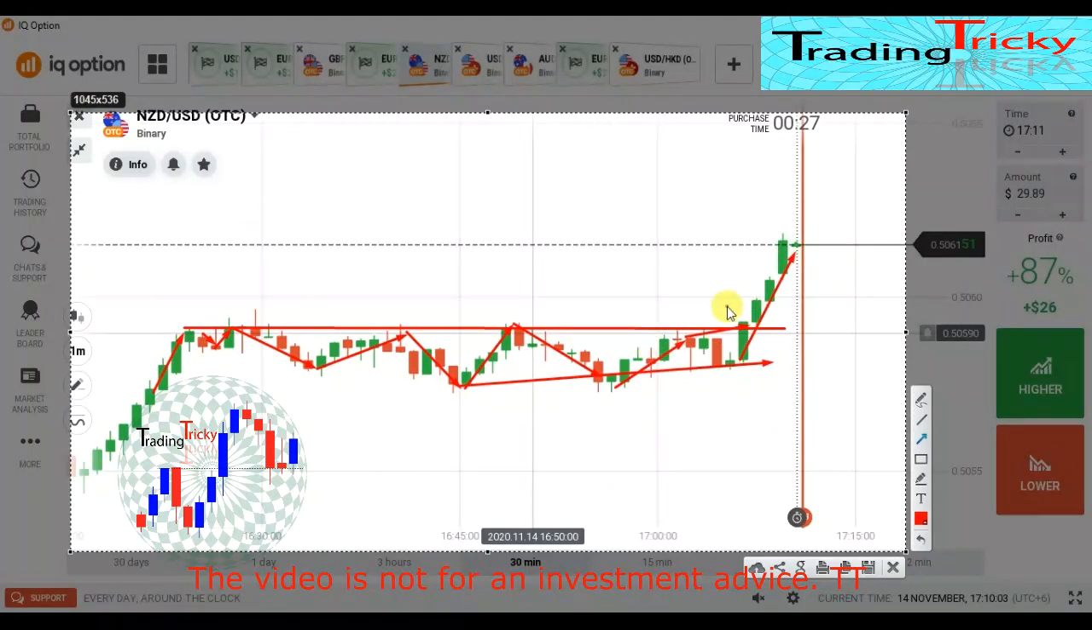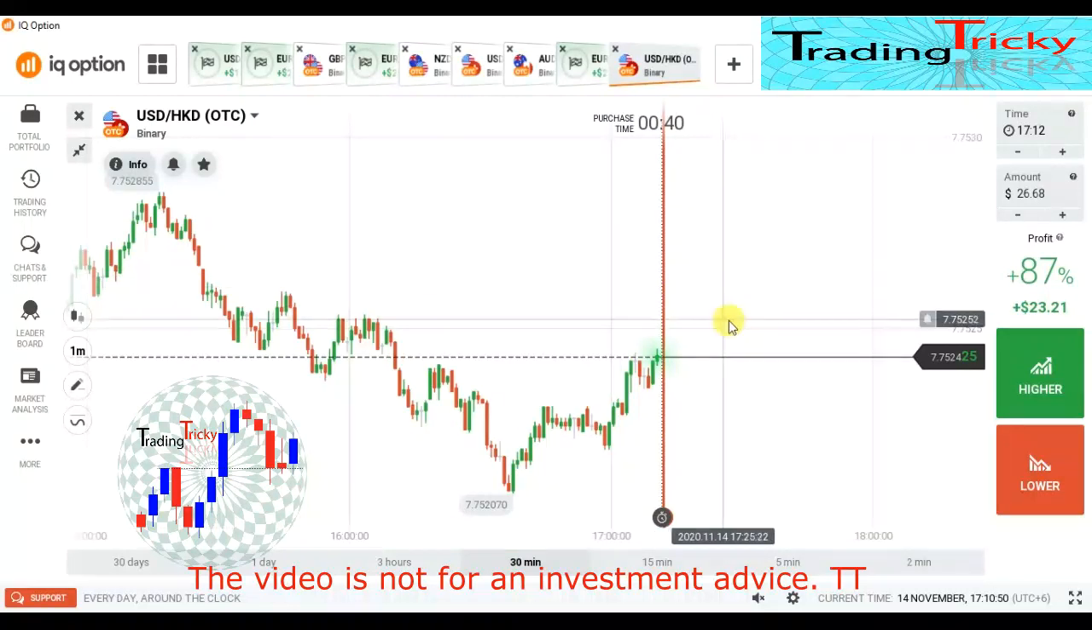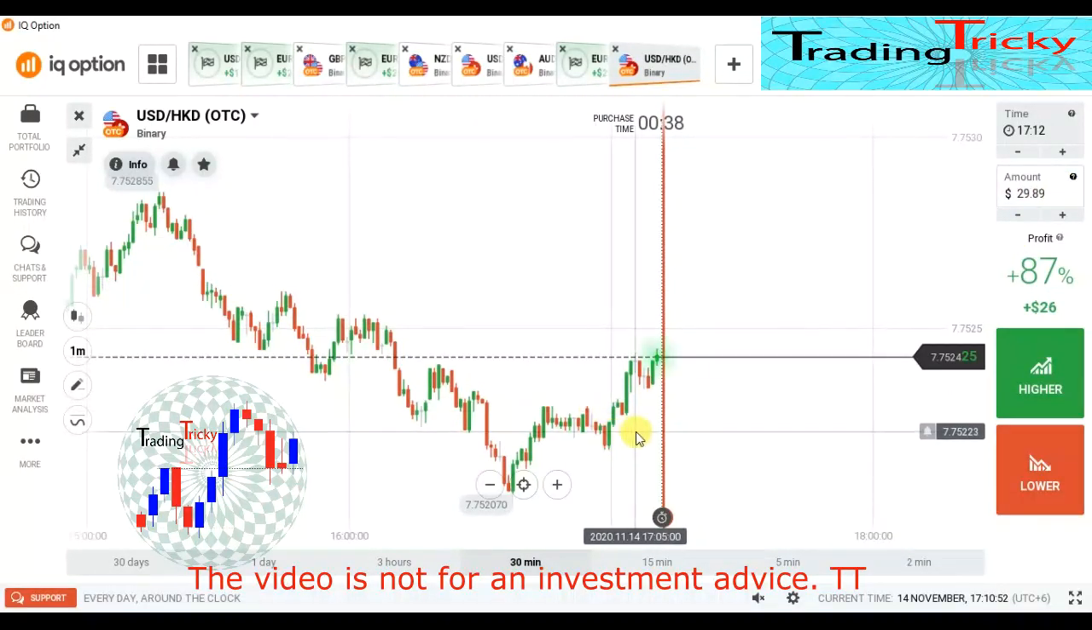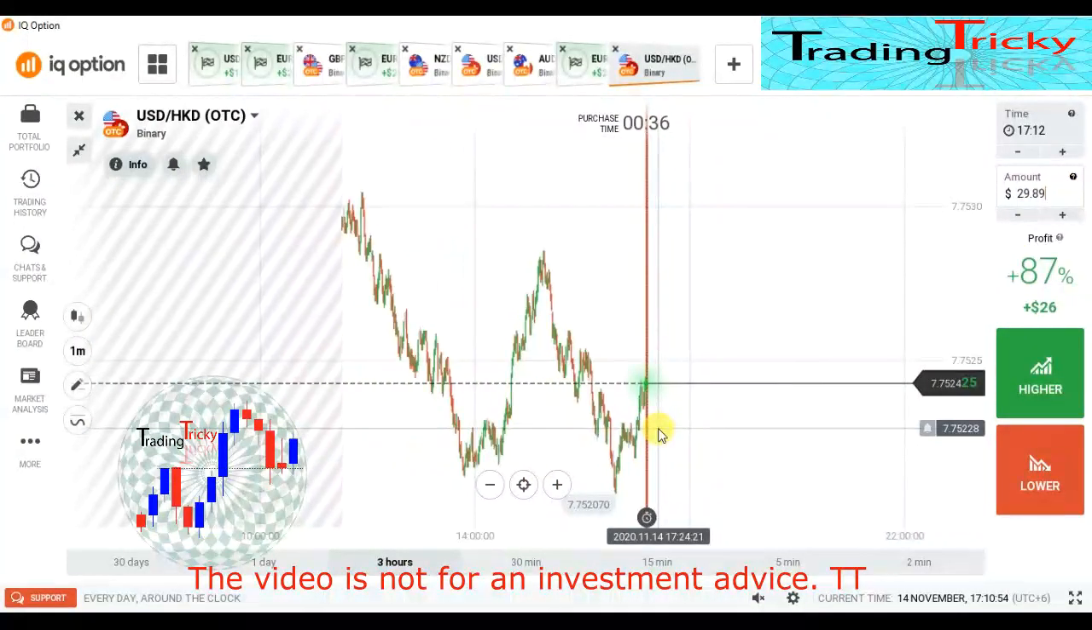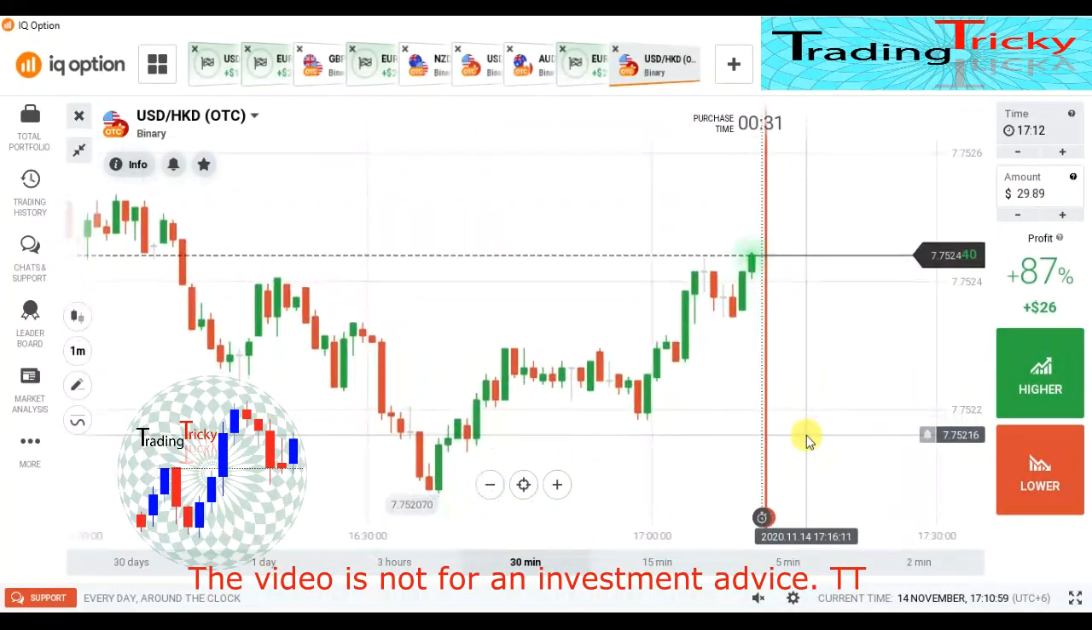That's the reason I didn't place a trade here, because after this candle sometimes there can be a small red candle too. So I don't want to risk here. Okay, let's see, buyers are trying.